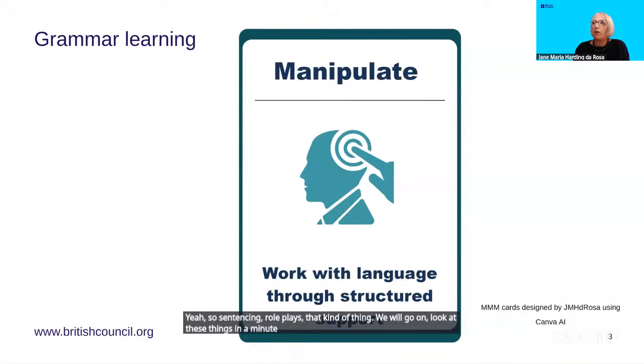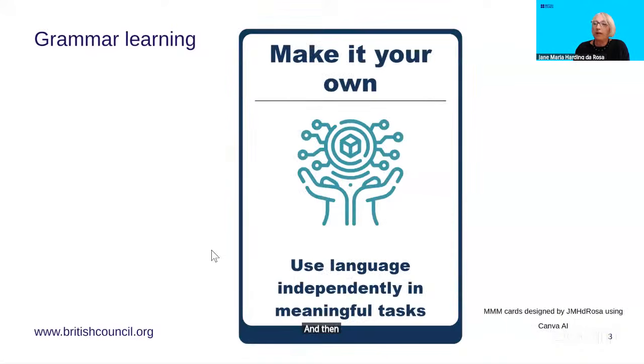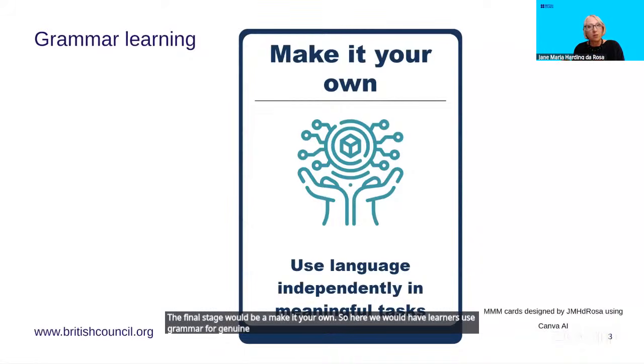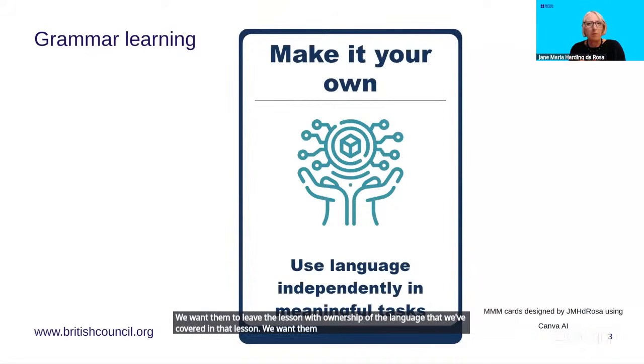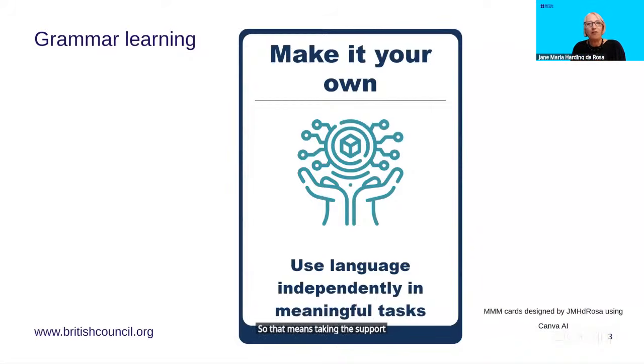And then the final stage would be a make it your own. So here we would have learners use grammar for genuine communication, and that's where the fluency develops. We want them to leave the lesson with ownership of the language that we've covered in that lesson. We want them to feel that they possess that language, that they are leaving knowing how to do it. So that means taking the support off even further, doesn't it?